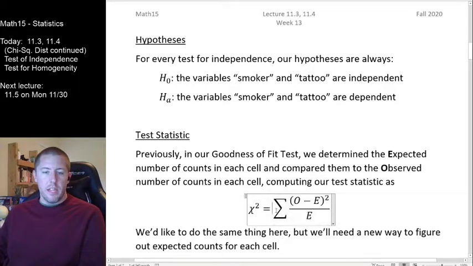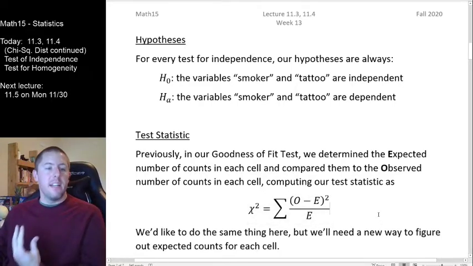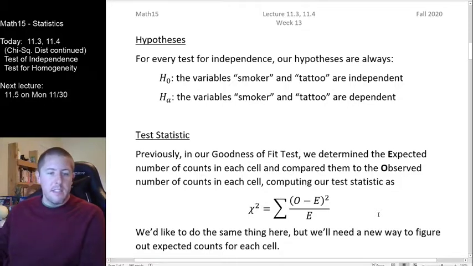Remember that this big Greek letter right here is a sum. It says add up all of the observeds minus expecteds squared divided by the expected count for that individual cell. So for each of the cells in the table, we compute this number. And this Greek symbol is a sigma that says, and then add up those.